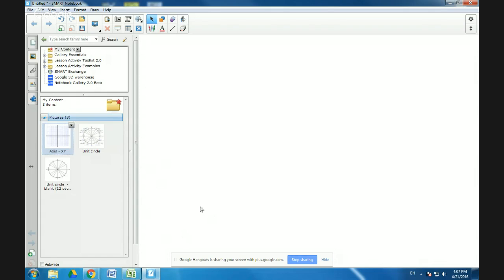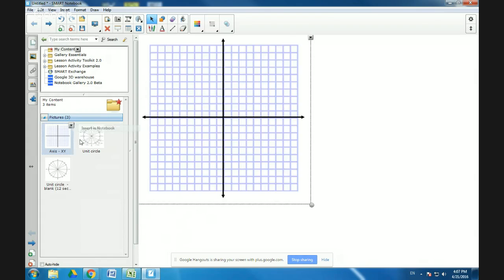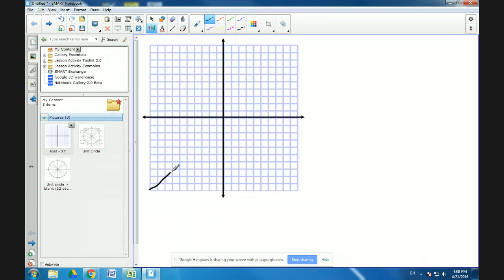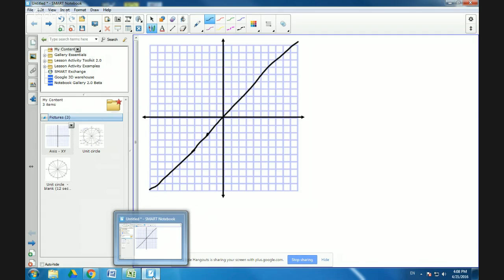So the lesson we are going to do today is 3.2, families of graphs. All right, so the first thing we're going to do is show what each graph will look like. We'll start with a linear graph, and it's going to look like that. This is a very common linear graph that you can do.